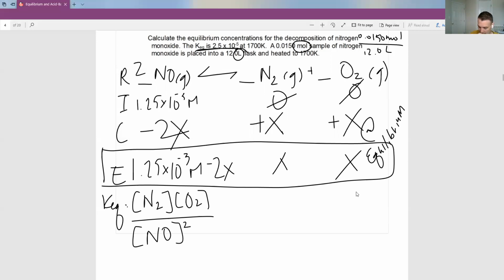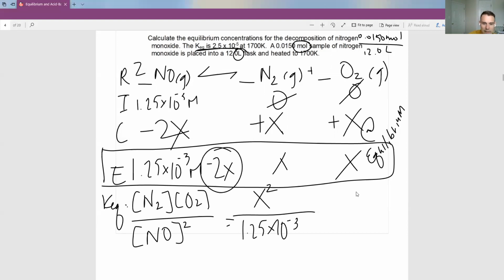Don't forget to square it. And now I just plug in my stuff. So N2 and O2, nitrogen and oxygen, are both x, so I'm just going to put x squared. On the bottom is going to be 1.25 times 10 to the negative third.